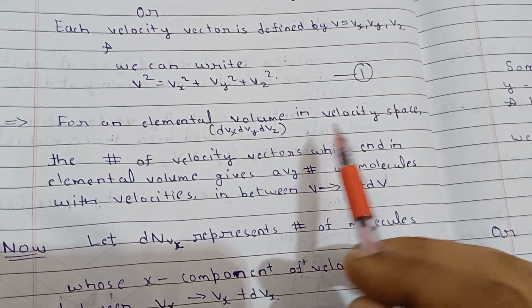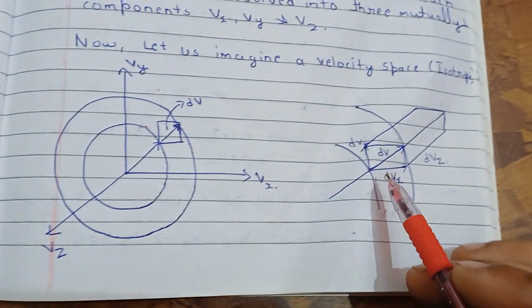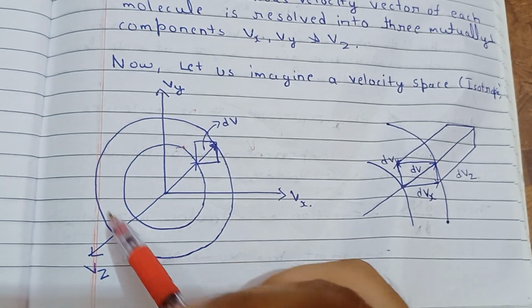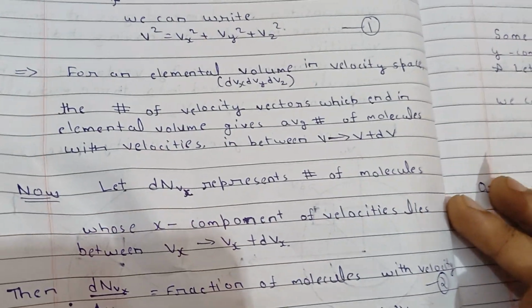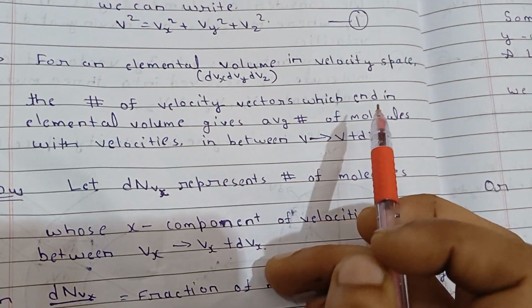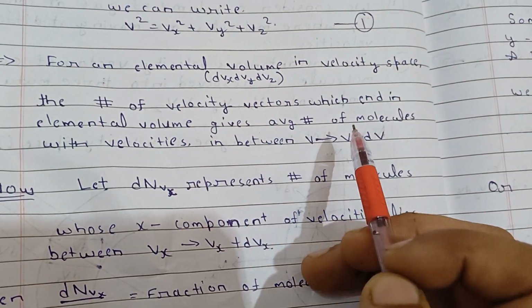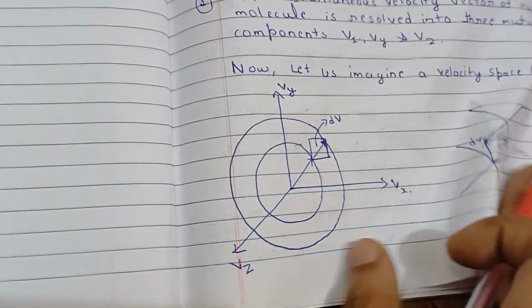So for an element volume in the velocity space, dvx, dvy, dvz, this will be the volume element for this complete annular region. The volume element will be dvx dvy dvz. So if we can find the density, then we can just multiply by the volume and find the total number of particles. The number of velocity vectors which end in the elemental volume gives the average number of molecules with velocity between v and v plus dv. So whatever vectors lie in this region will give us the total number of particles.